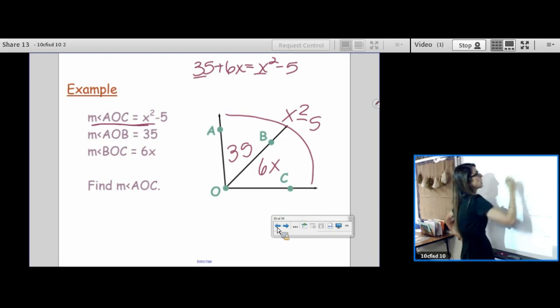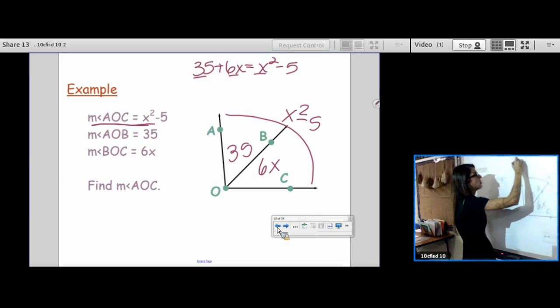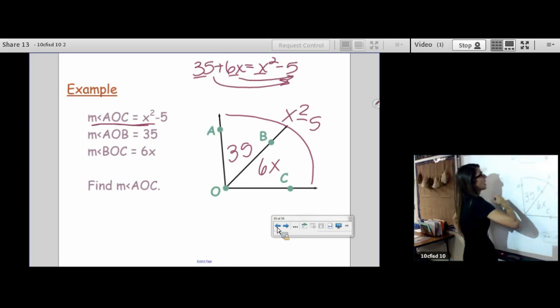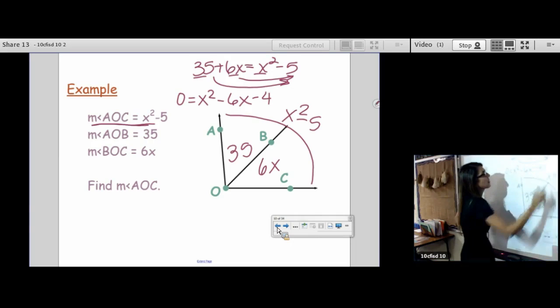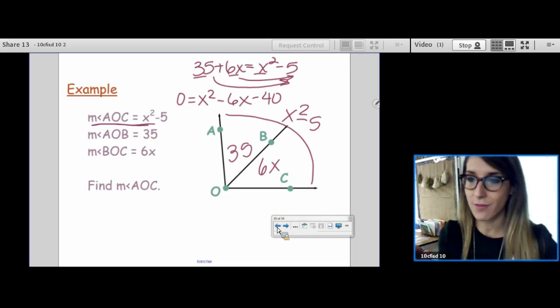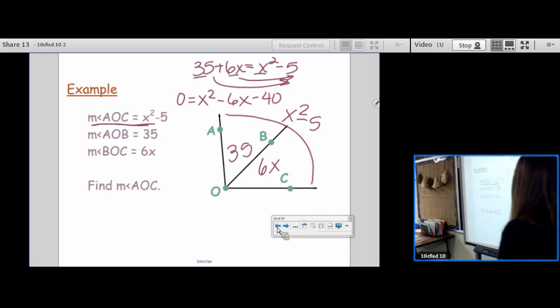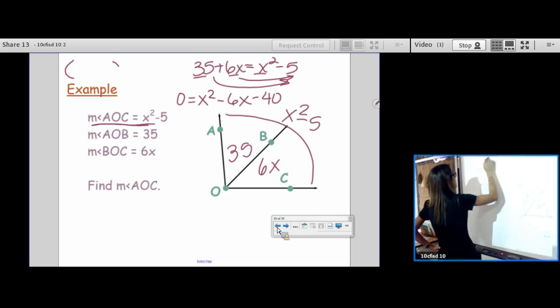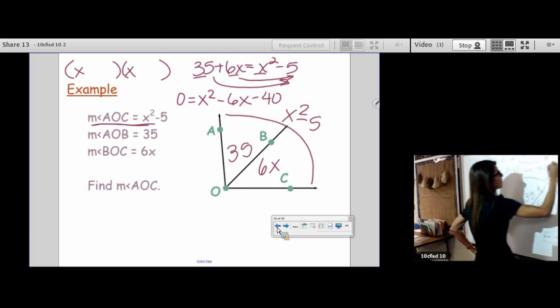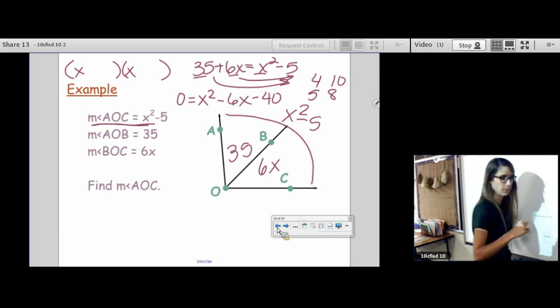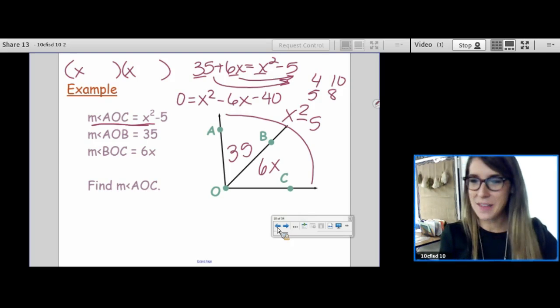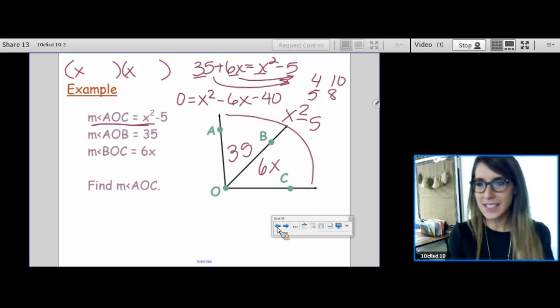And I notice we have a quadratic on our hands. So we're going to move everything over to one side. So I'm going to have 0 equals, let's see, we've got x squared minus 6x. Looks like minus 40 if I take the negative 5 and minus 35. I know. Okay, so we're going to factor that. We need things that multiply to get 40. 4 and 10, 5 and 8. We need to choose the pair that we can make a 6 out of. Can't make a 6 out of a 5 and an 8, but I sure can make a 6 out of a 4 and a 10.